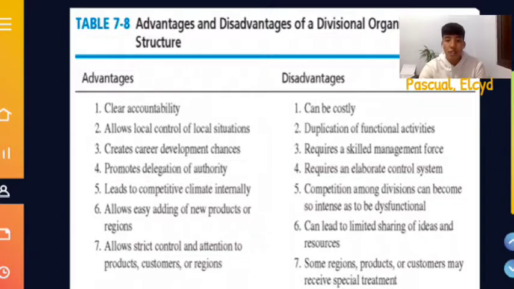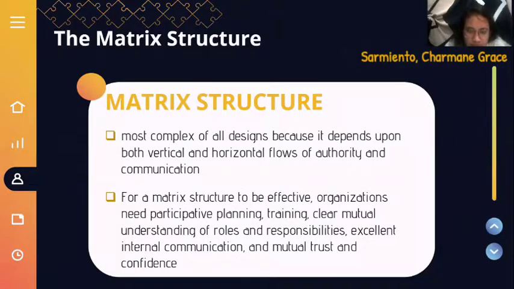Fourth, requires an elaborate control system. Fifth, competition among divisions can become so intense as to be dysfunctional. Sixth, can lead to limited sharing of ideas and resources. Seventh, some regions, products, or customers may receive special treatment. The next topic will be discussed by Ms. Charmaine Grace Sarmiento. Matrix structure.